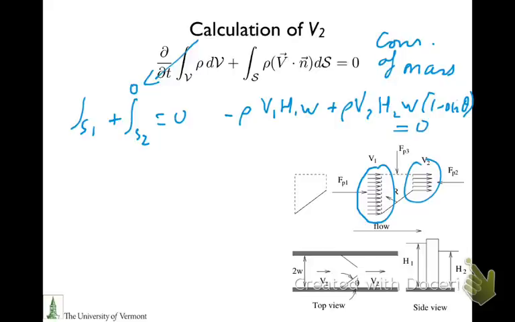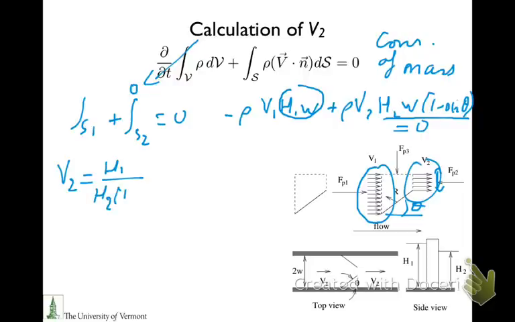Alright, so what is all of this? This is the surface area of section 1, H1 times W, and this is the surface area of section 2, (1 minus sine theta) W, and the reason obviously is that I have the angle theta here by trigonometry. The width here is W(1 minus sine theta). So V2 is equal to H1 over H2 over (1 minus sine theta) V1.